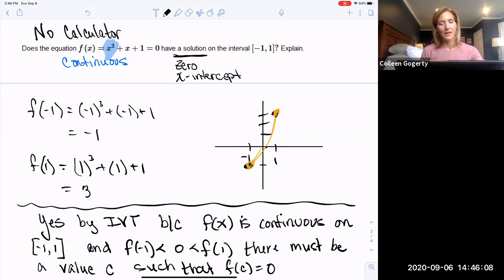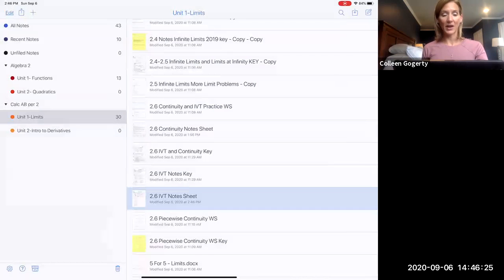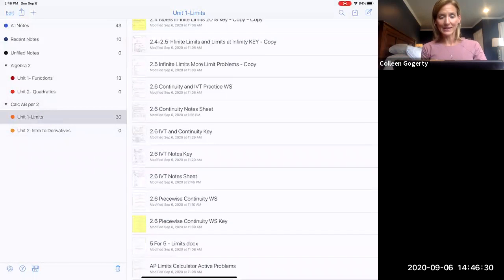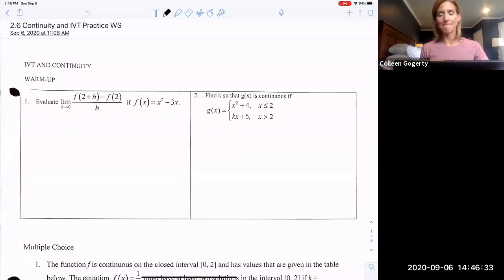Okay. So from here, we are going to try one more problem together, okay? And then you're going to just get some practice time. But in order to do this, we have to go to a new worksheet, okay? So I would like you to go to the 2.6 intermediate value theorem and continuity worksheet. So it should be the next thing that's listed in your Canvas, but basically take a second, pause the video, and go find the 2.6 continuity and IVT practice worksheet, okay?